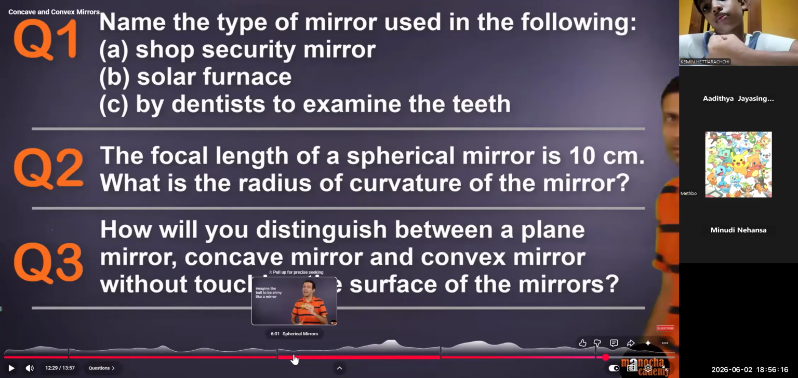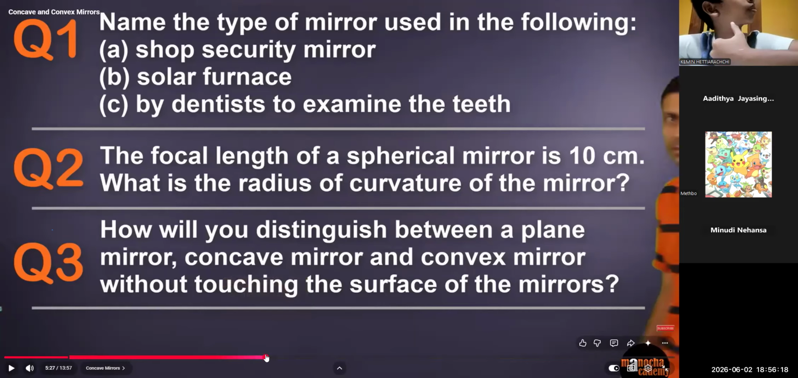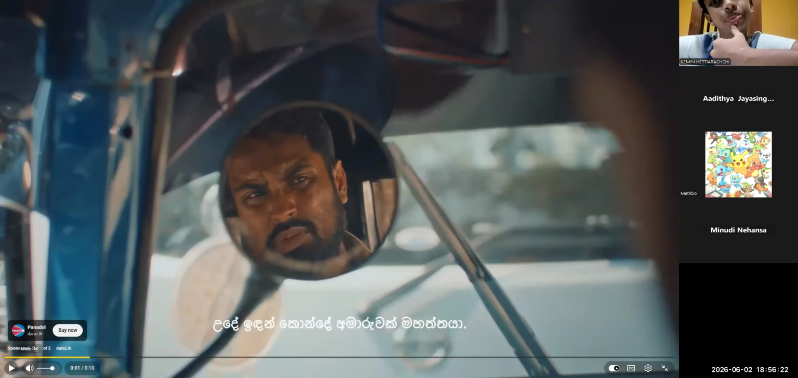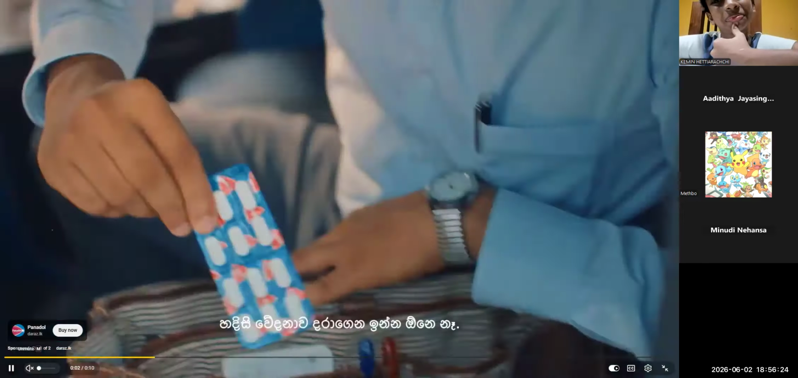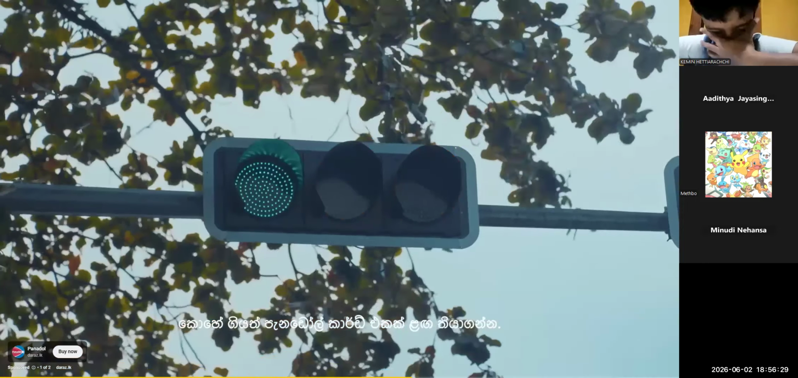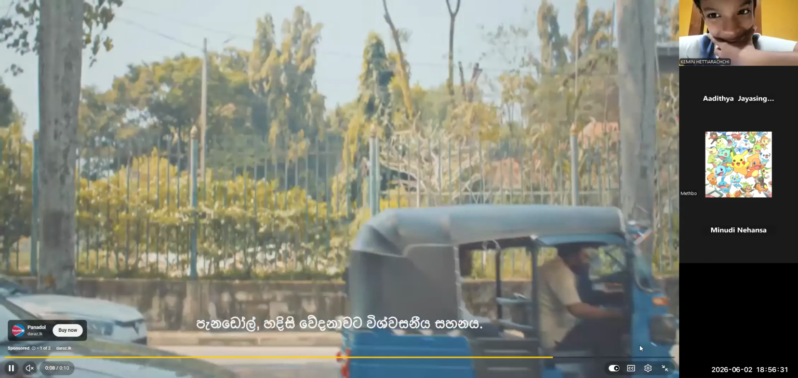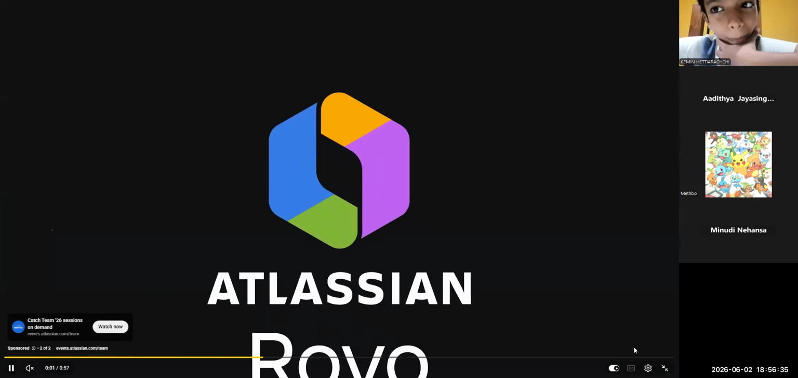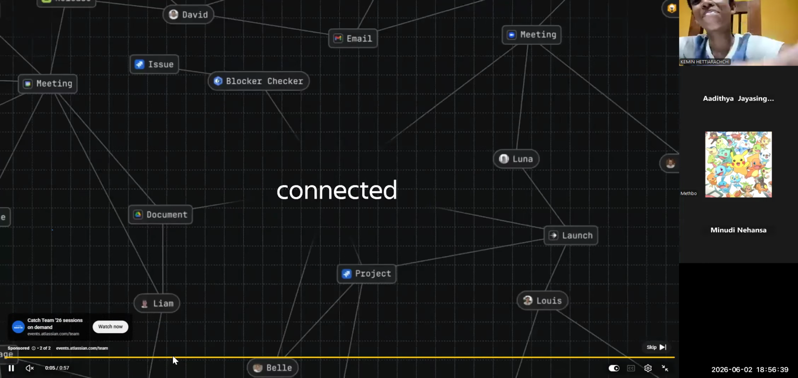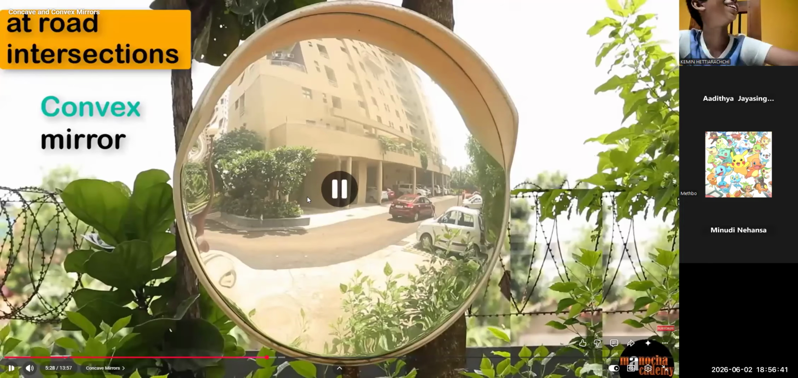Give me a minute, I'll show you. Look at here. Another advertisement, sorry. Give me a minute, putha. Okay, here. See? Convex.